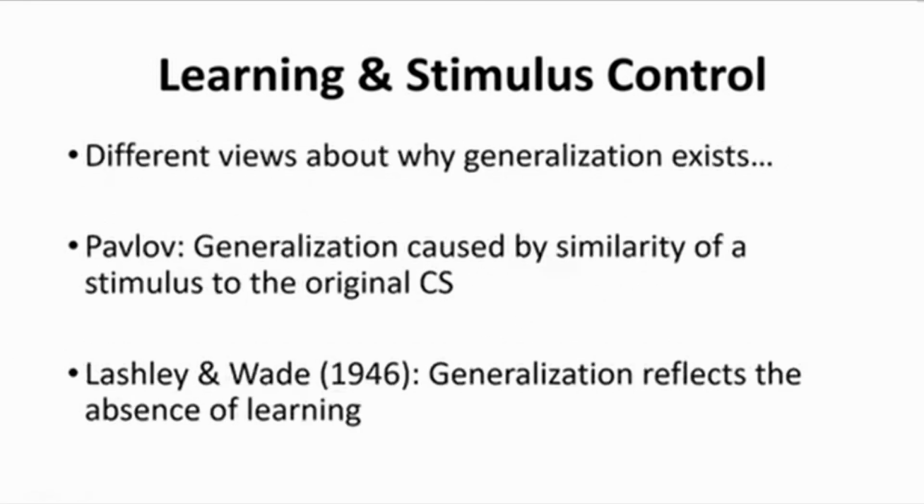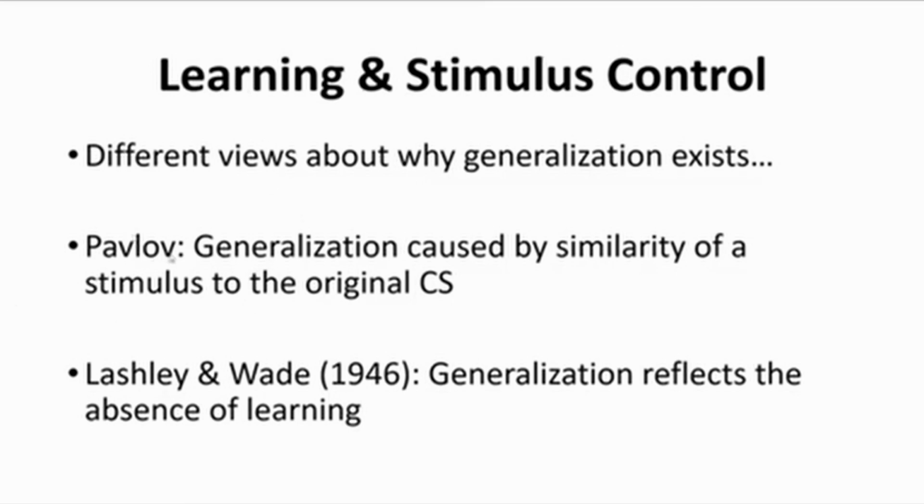Now we've talked about the fact that generalization exists, where we can have generalization gradients that are either very shallow or very, very steep, telling us there are different levels of generalization occurring. But we haven't really talked about why people think that that generalization exists. And there are two major theories that we're going to talk about.